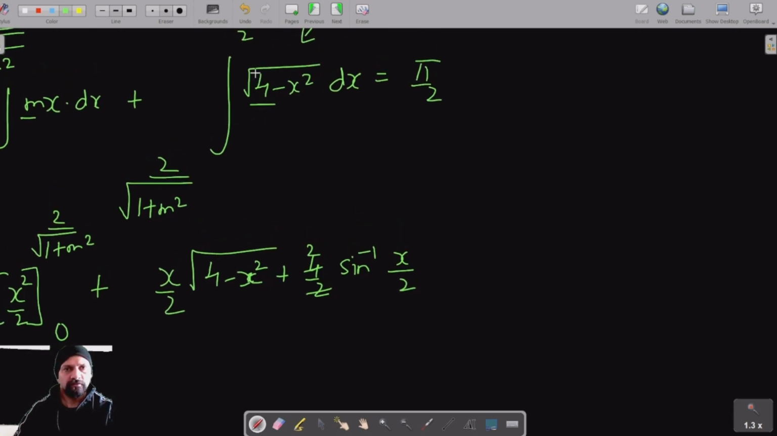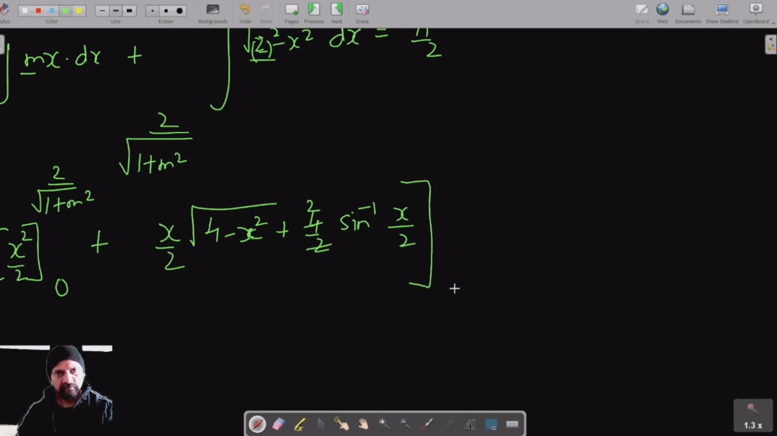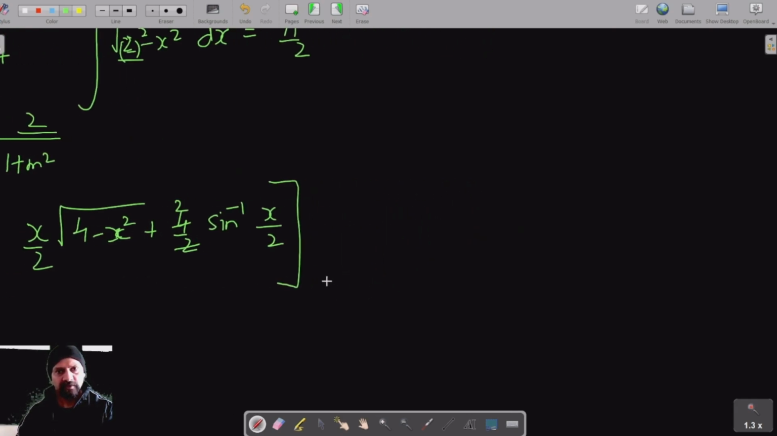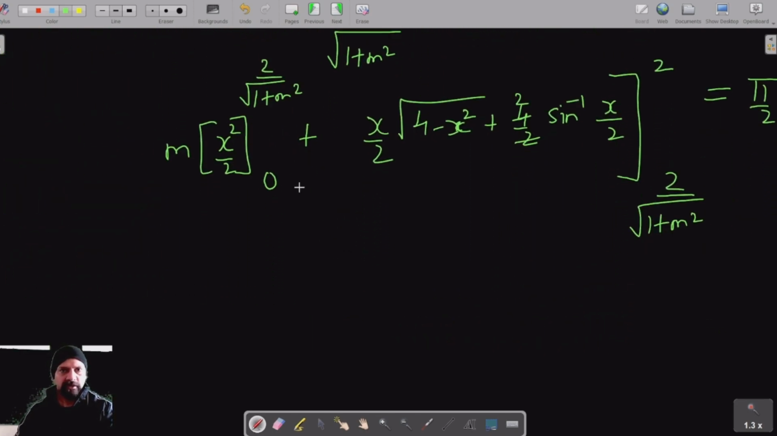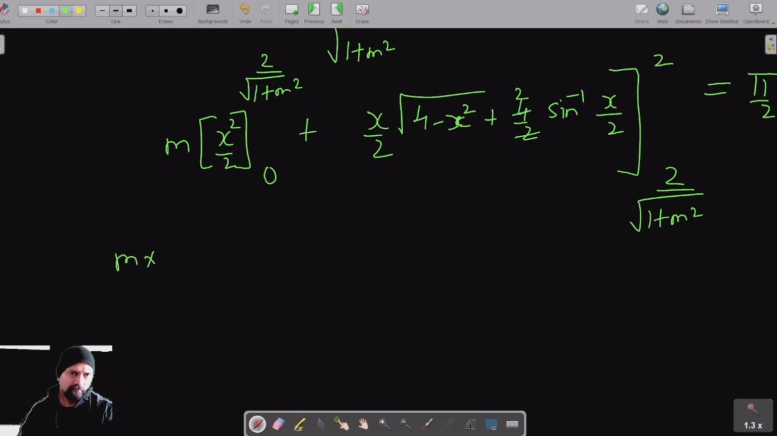So this is actually, we can write instead of 4, we can write here it's 2 square, and we have used the formula, and this has to be evaluated for the limits. The limits are 2 under root 1 plus m square to the upper limit 2 and pi by. Okay, so let's simplify this, and now this is m into n x square. So 2 is out, and x square is 4 upon 1 plus m square.